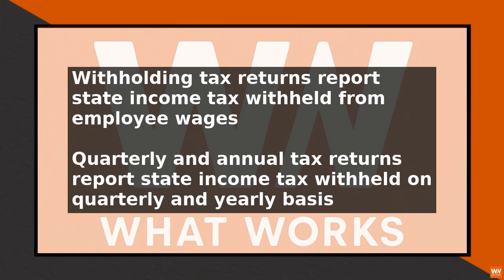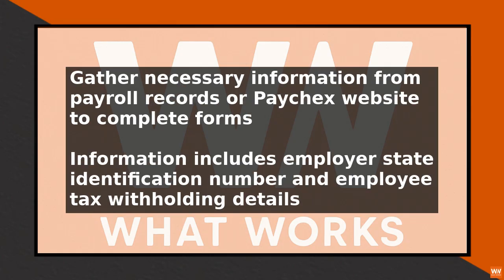Now, let's go through the step-by-step process of completing the state tax forms first. Log in to the Paychex website and navigate to the Tax Forms section. Select the state tax form you need to complete and click on it to open the form. Fill in the required information, including the employer's state identification number, the employee's state income tax withholding information, and the total amount of wages paid to employees. Once you have completed the form, review it for accuracy and submit it to the state tax authority.